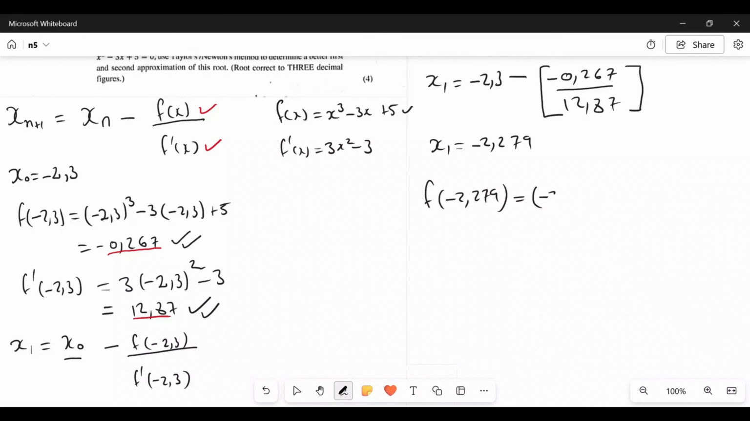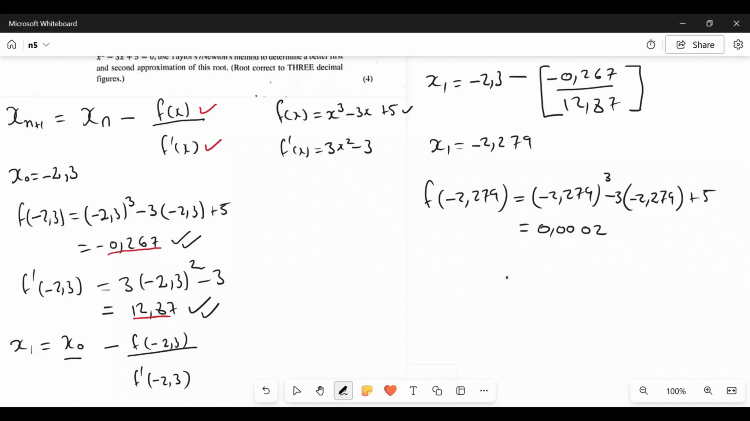Let's do it. Negative 2,279, and let's not forget this is cubed, minus 3 multiplied by negative 2,279, plus 5. So if you put this on your calculator, what is it that you're going to get there? I'm getting 0,0002. There we go. Right, before we continue, remember inside the bracket there, they said we must have our answers in 3 decimal points. But the problem is after 3 it is still 0. So if it's like this, continue until you insert the number there. All right, so let's continue.